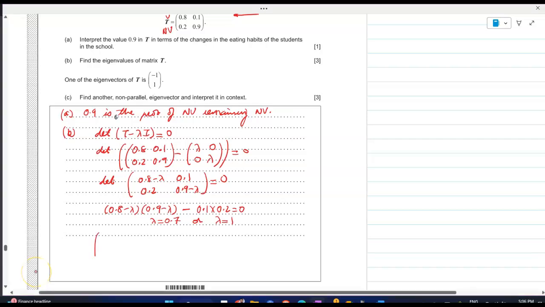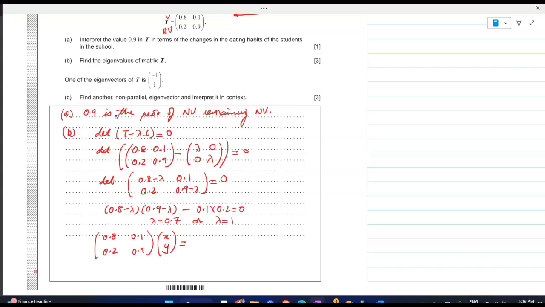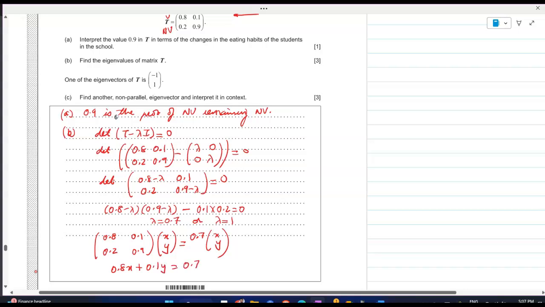So basically what you do is, your 0.8, 0.1, correct, times (x, y) is equal to what? That is equal to, oh no, lambda, whatever lambda, times (x, y). So lambda times (x, y), correct? You got that? Okay, very good. 0.8. So what are you getting?